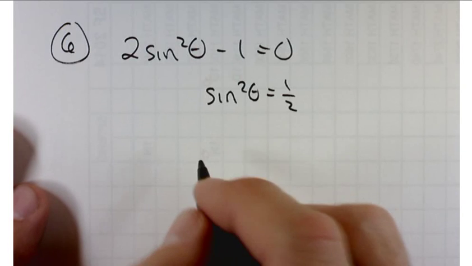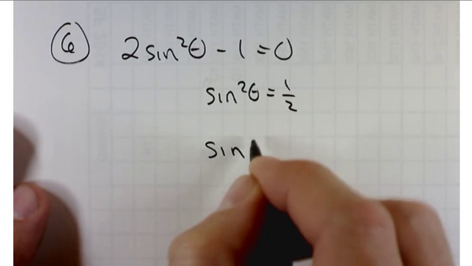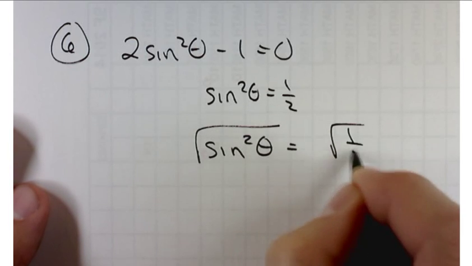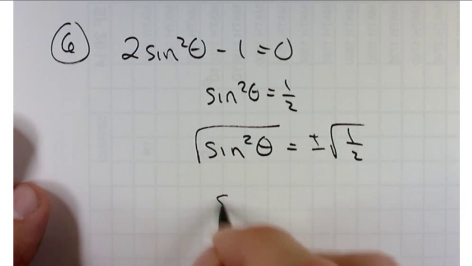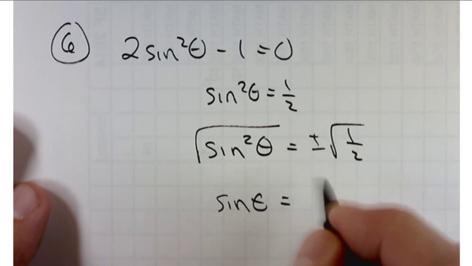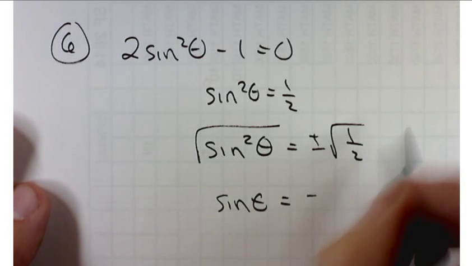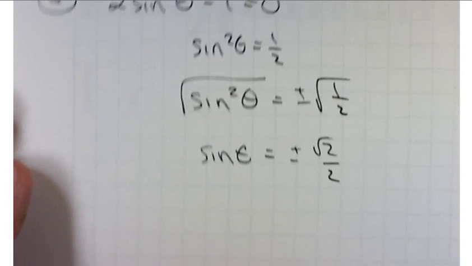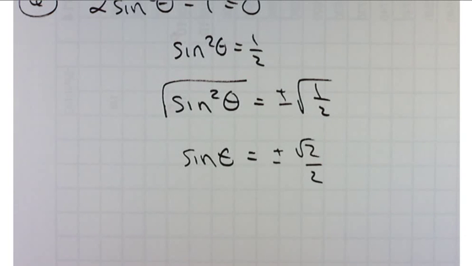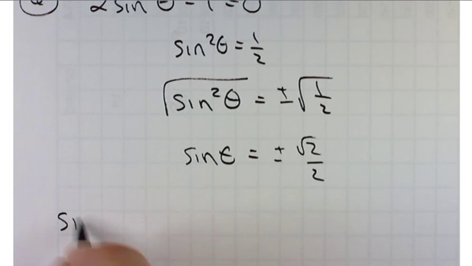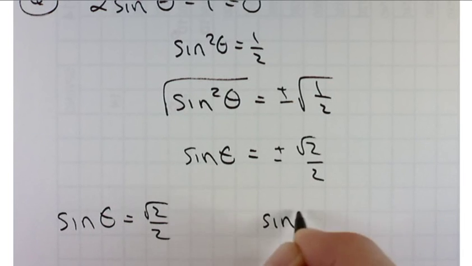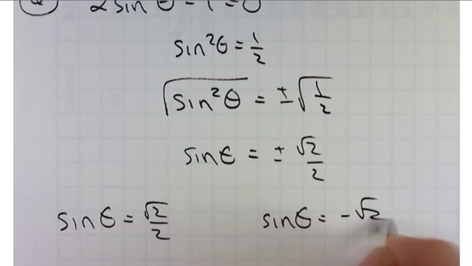So what should I do? Yeah, take the square root. Now, taking the square root, hopefully you don't take just the positive square root. There's really 2 square roots here. And square root of 1/2 will rationalize as root 2 over 2. So there's 2 possibilities. Sine of theta equals square root of 2 over 2, or sine of theta equals negative root 2 over 2.